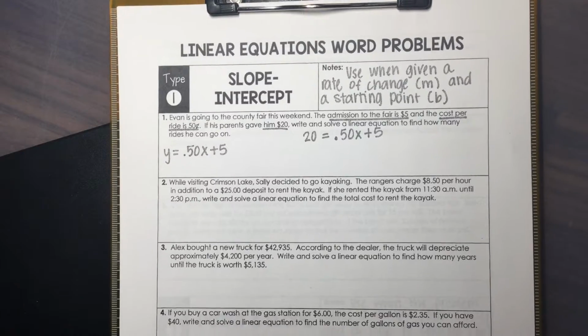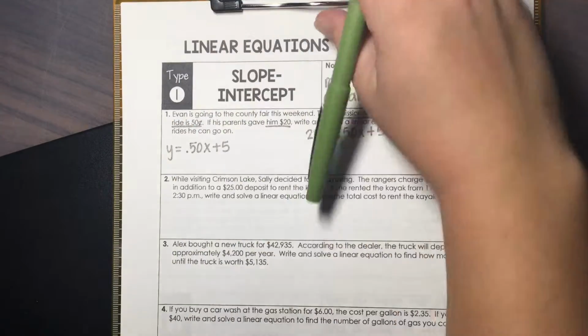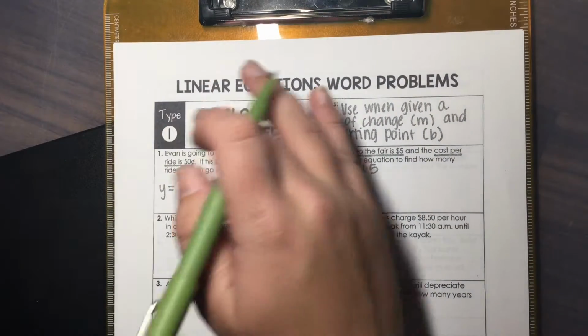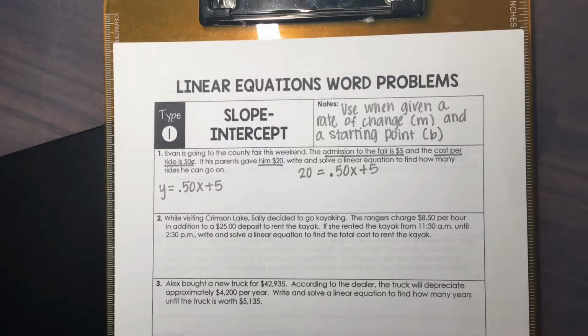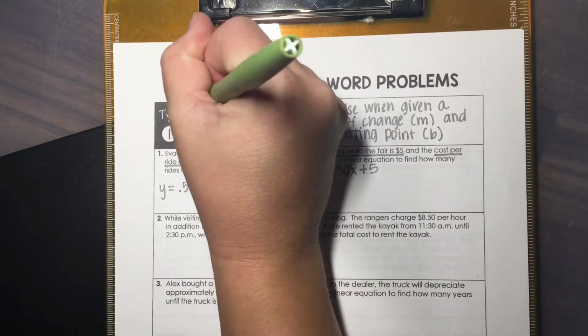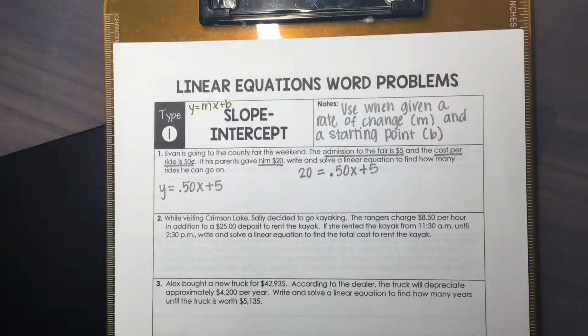I'm going to take this all the way off. We're going to write them up top. So this is for type 1, which is going to be slope intercept. For slope intercept, I know my equation is y equals mx plus b. That's my slope intercept equation.